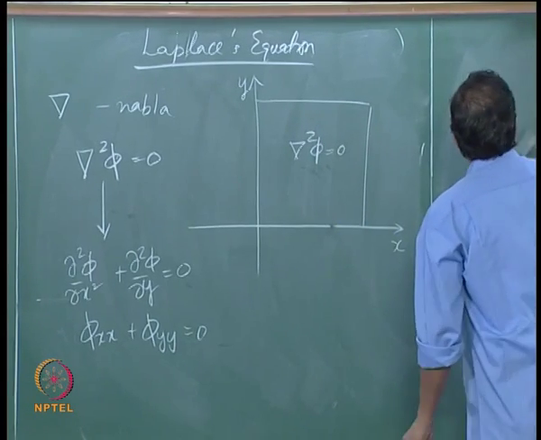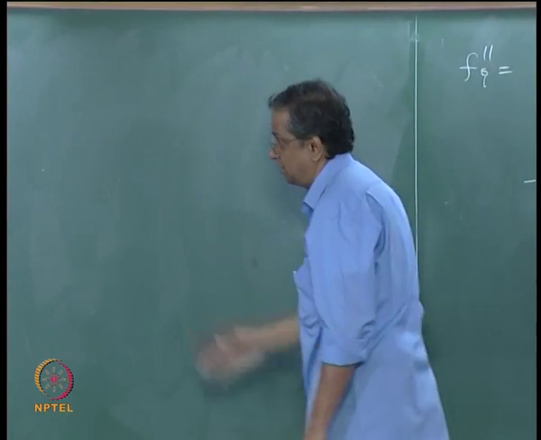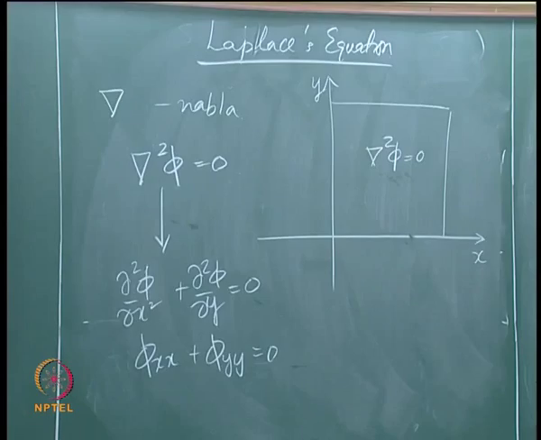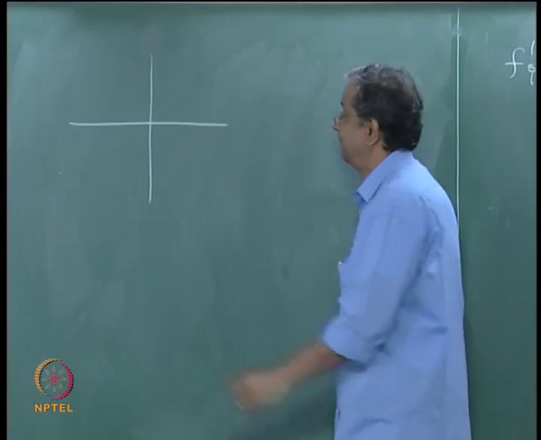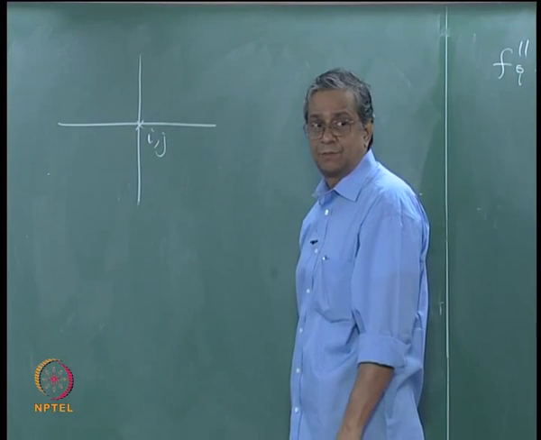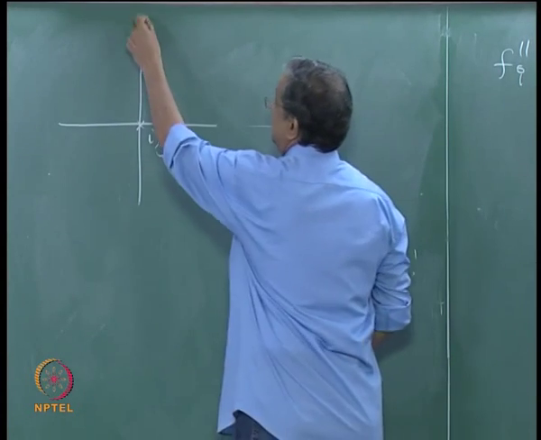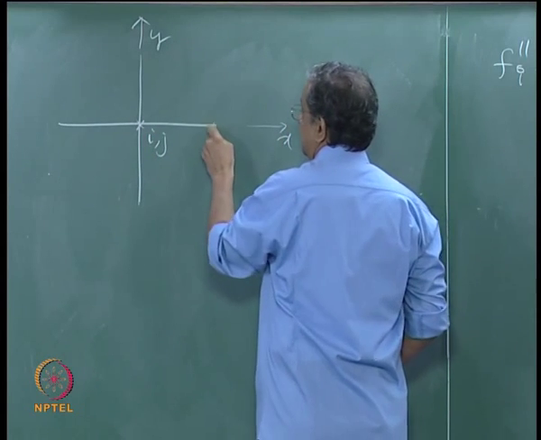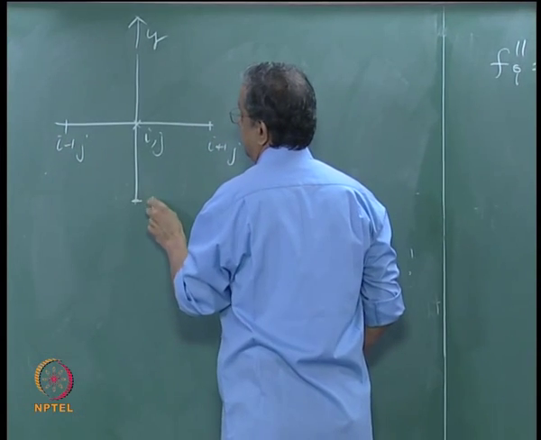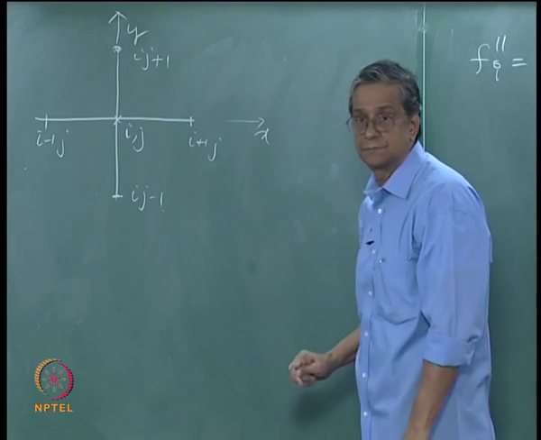So what is the typical mesh point that I'm going to take? Just like we said, i, i plus 1, i minus 1, how are we going to do it in two dimensions? In two dimensions, in Cartesian coordinates, I'm going to take equal intervals, right? So this would have now two indices, one for traversing along the x direction and one for traversing along the y direction. So that would be i plus 1 j, that would be i minus 1 j, that would be i j minus 1, and that would be i j plus 1.